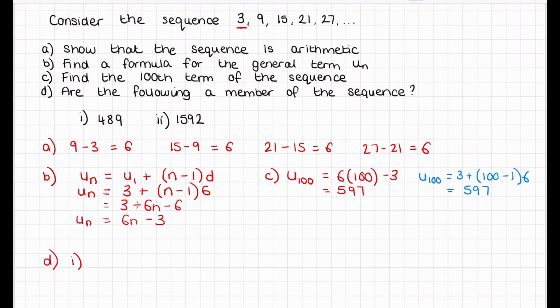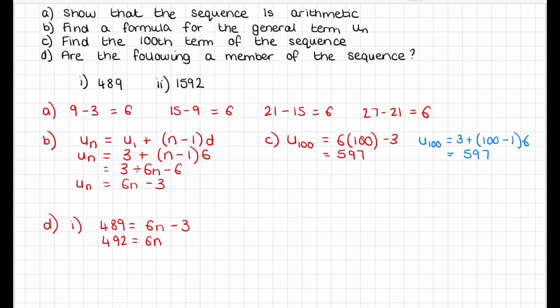So for 489, we'll have 489 equals 6n minus 3, and we just rearrange this. So we plus 3 to the other side, so we'll have 492 equals 6n. Divide the 6 to the other side, and we'll end up with 82 equals n. So 489 is a member of the sequence. It's the 82nd term. So I'll just write there, so therefore the 82nd term is 489.